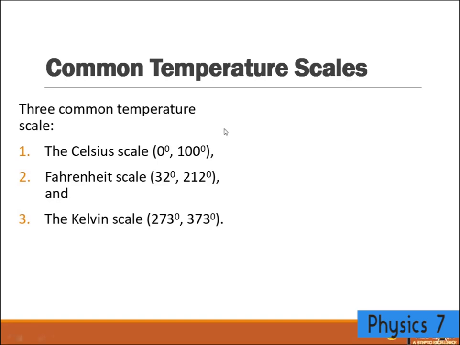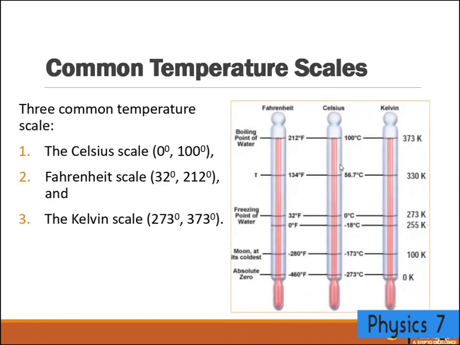So the three common temperature scales are the Celsius scale, which is 0 degrees in terms of the lower fixed point, and 100 degrees, which is the upper fixed point. And then for the Fahrenheit scale, you have the lower fixed point of 32 degrees Fahrenheit and the upper fixed point of 212 degrees Fahrenheit. And for the Kelvin scale, you have the lower fixed point of 273 and the upper fixed point of 373 for the Kelvin scale.